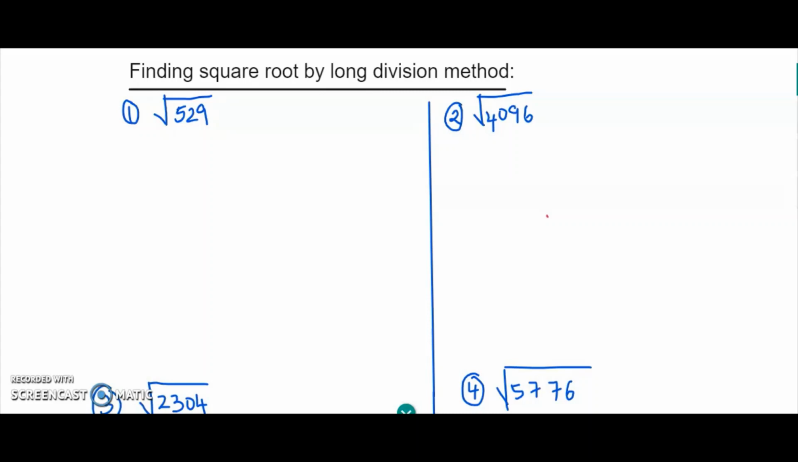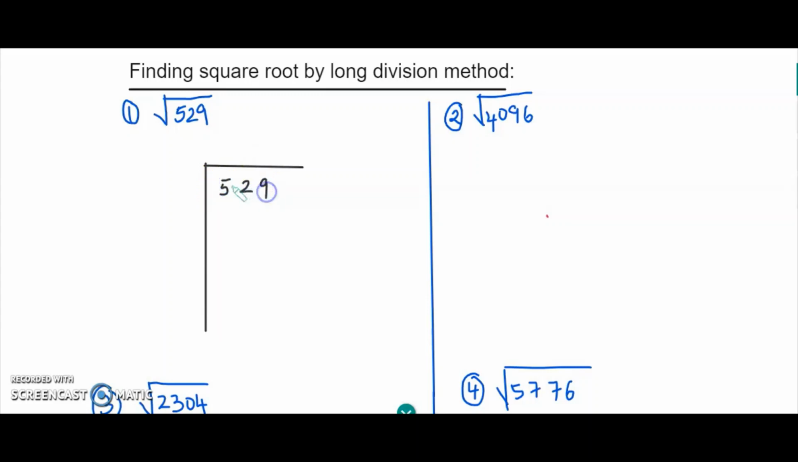There are a few rules that you have to follow. So step by step I am going to explain each rule and I am going to apply it to find the square root in different questions. Okay. So first of all, because it's a long division method, we place the number within the long division format, means we put it like this.